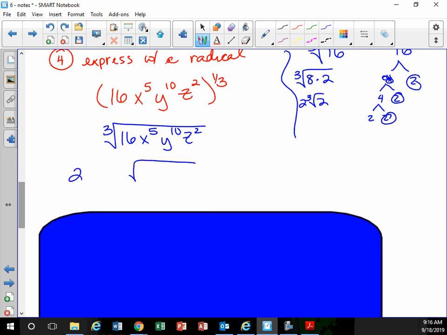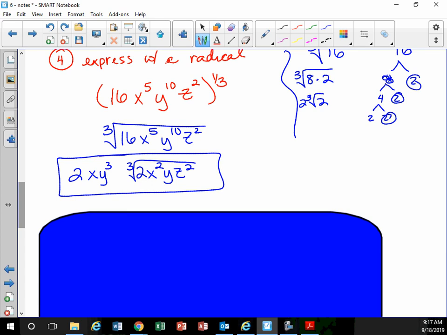So are we okay with there being a 2 on the outside and a 2 on the inside? Okay. X's. How many times does 3 go into 5? How many left over? 2, okay. How many times does 3 go into 10? 3. How many left over? 1. Okay. Does 3 go into 2? No. Okay. That is your answer. It's kind of long. Like, it doesn't look any nicer than what you started with.